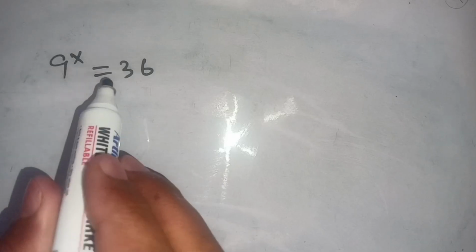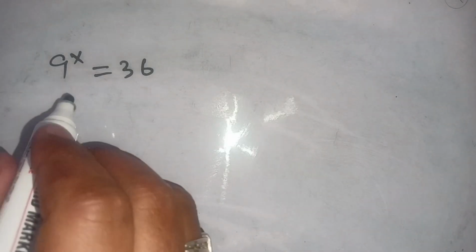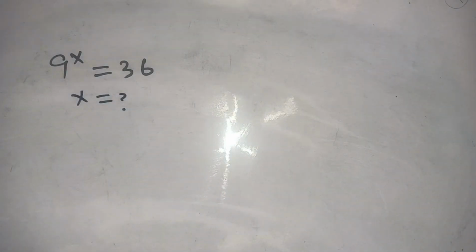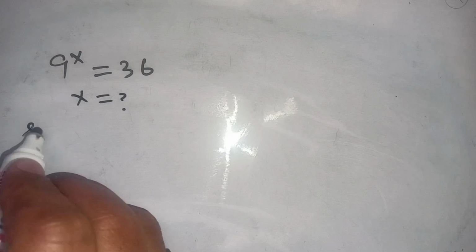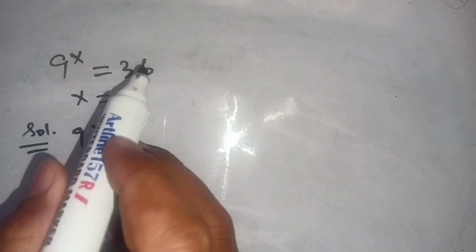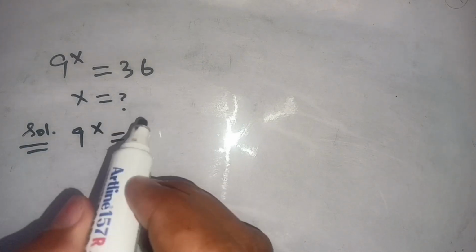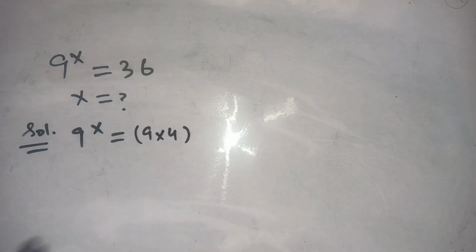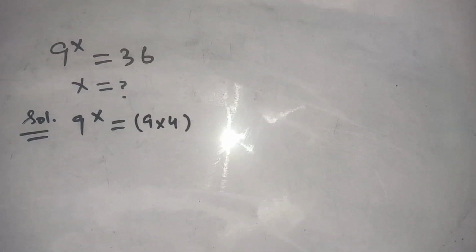Our next problem is 9 power x is equal to 36, and we have to find the value of x which satisfies this exponential equation. First of all, we write it as 9 power x is equal to 36. 36 can be broken down as 9 times 4.